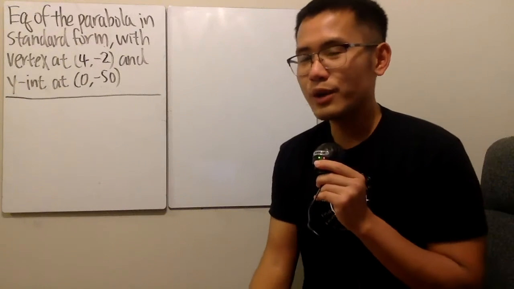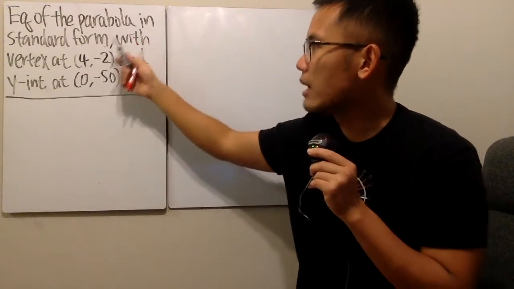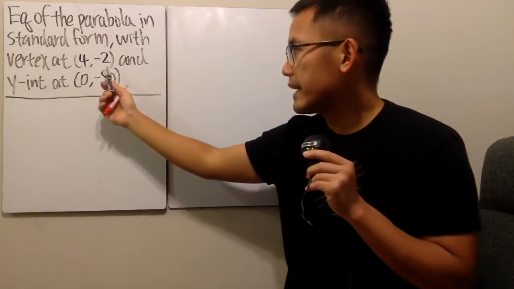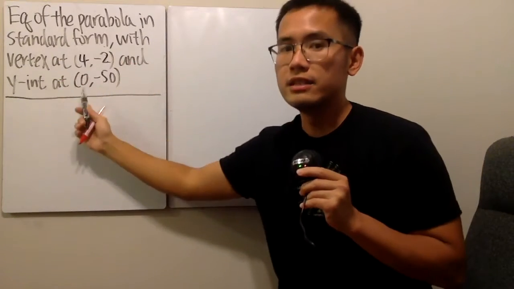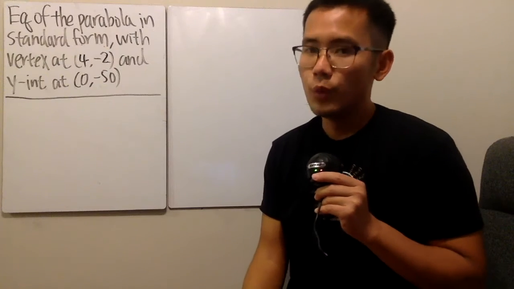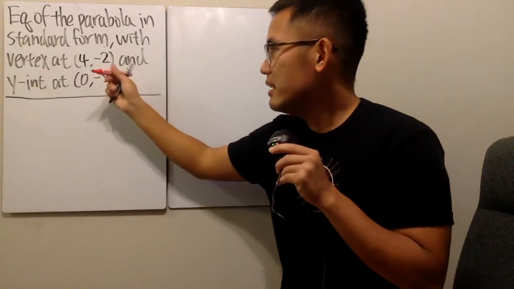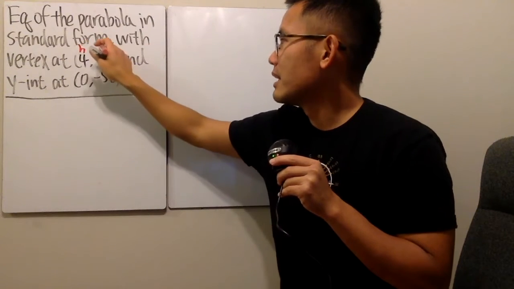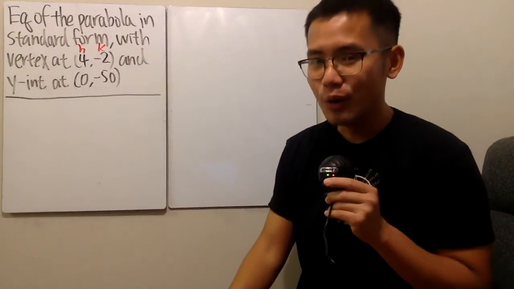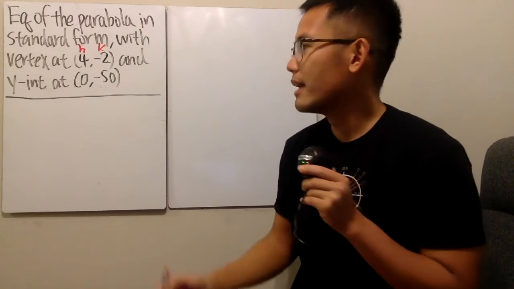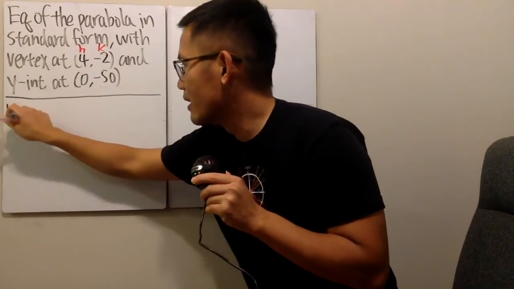Okay, for this question, we are going to find the equation of the parabola in the standard form, and we want the vertex to be at (4, -2), and the y-intercept to be at (0, -50). Well, because we are given the vertex, we know that this right here is (h, k). So it's a good idea to start with the vertex form of the parabola.